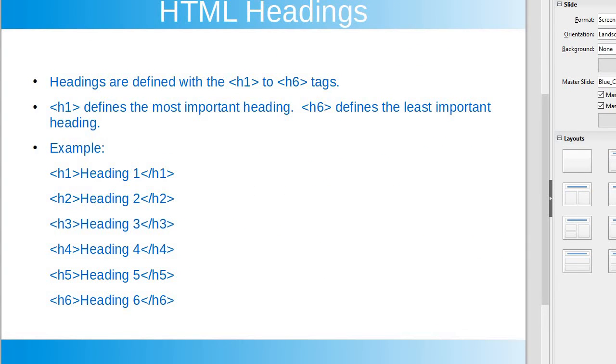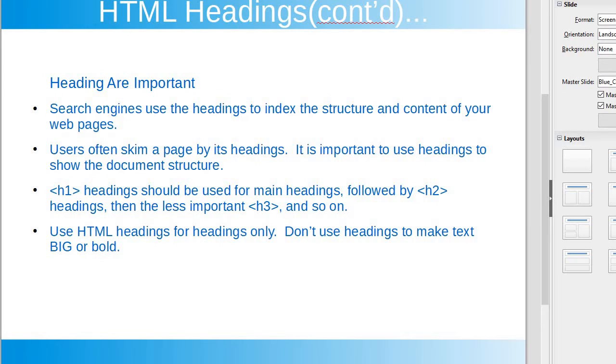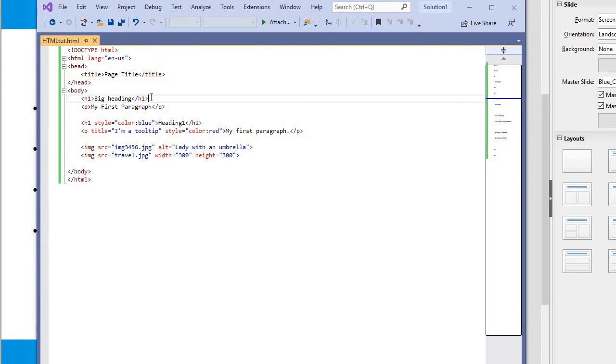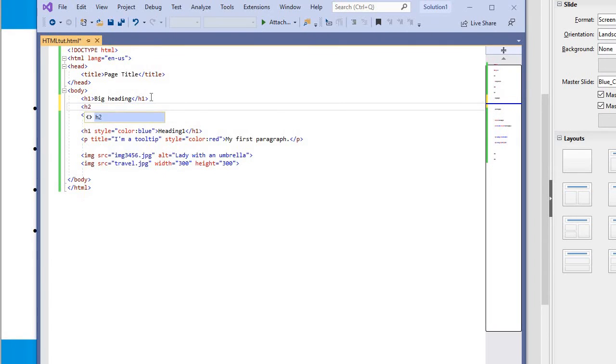Next, HTML headings. Headings are defined with the h1 to h6 tags. h1 defines the most important heading, h6 defines the least important heading. So this is how it looks in the example: h1, h2, h3, h4, h5, h6. Let me quickly show you how the h2 size looks.